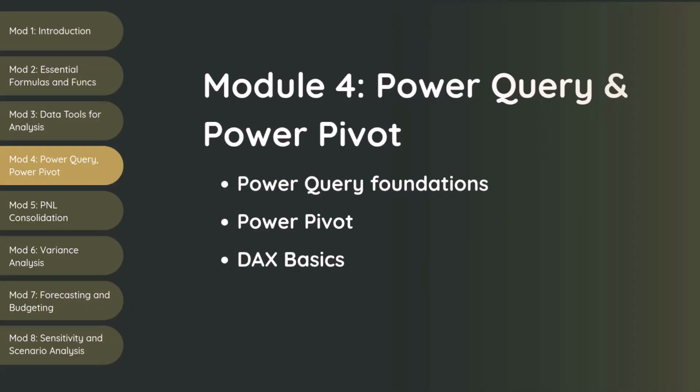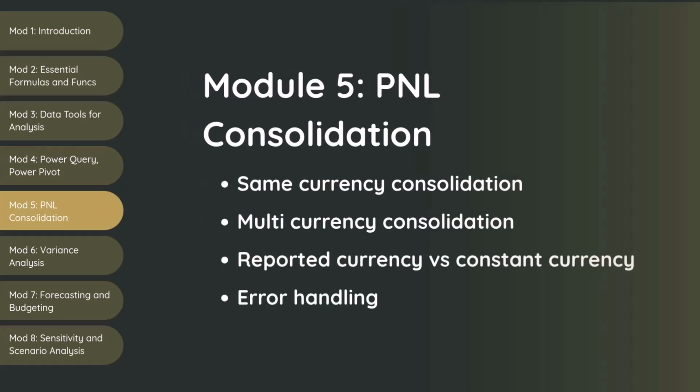After that, we move to Module 5, and this marks the start of Part 2, that is the application part. Module 5 is P&L consolidation and currency handling. Here we'll apply what we've learned in Part 1 and consolidate P&Ls from multiple entities operating in different countries with different currencies. You'll learn about the concept of reported versus constant currency reporting and how to ensure consistency in exchange rates. Module 6 is Variance Analysis.